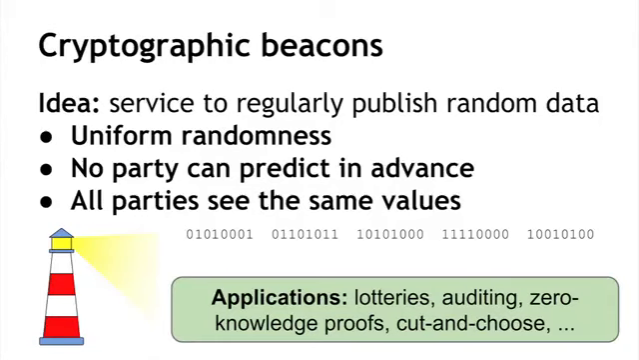There's a whole bunch of applications besides just lotteries. So various applications of auditing and voting systems, doing zero-knowledge proofs, cut-and-choose protocols throughout the security literature. There are a lot of examples of things that can be done much more simply and efficiently if you had a perfect cryptographic beacon that satisfied all of these nice properties. So unfortunately, we haven't found a perfect solution for this yet.